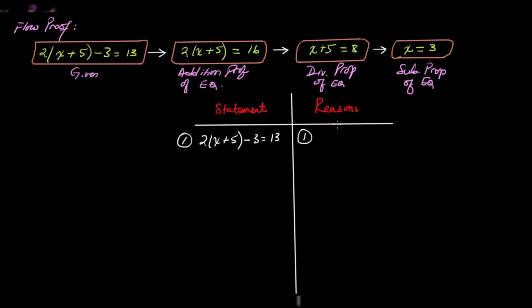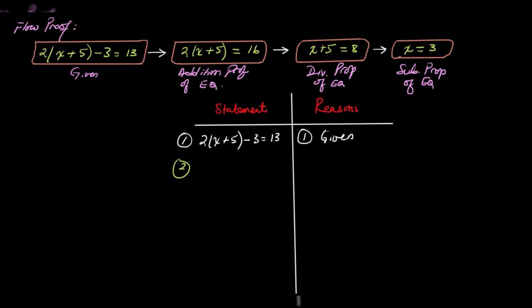Okay, so this is given. Statement and given. And then what did we do? We were trying to prove this, right? So then the next thing we did was I added 3 to both sides like this, right? So I added 3 to both sides.